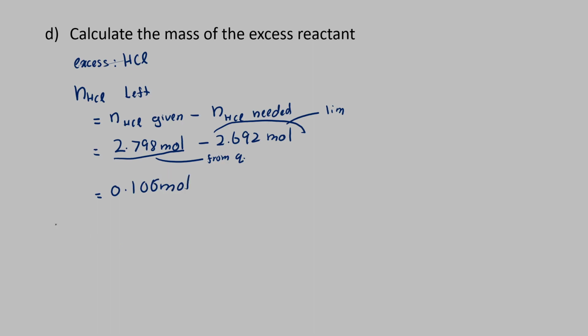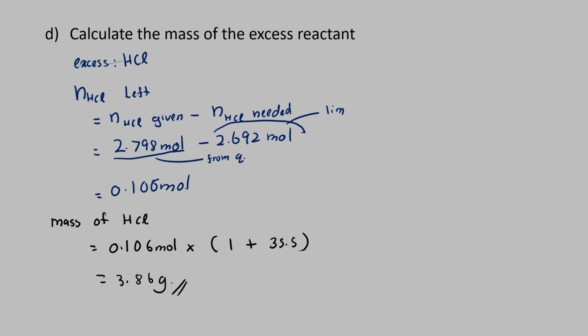So mass of HCl, as usual, should be equal to 0.106 mole multiplied by the molar mass of HCl. So we have 1 from the hydrogen plus 1 from the chlorine, which is 35.5, and you should get the mass of 3.86 grams. Alright, and that's it. Okay.